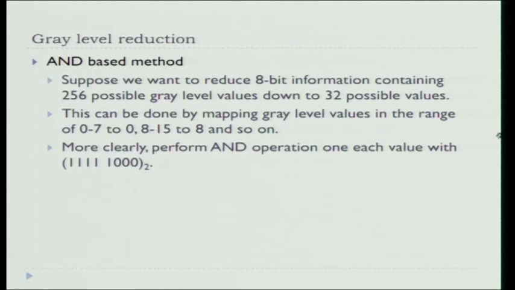Suppose I have 8-bit data and this 8-bit data I want to convert into 32 pixel values. What it means is that all pixel values lying between 0 and 7, I want to put 0. All pixel values lying between 8 and 15, I want to put value 8, and so on. All pixel values lying between 16 and 23, I want to put 16, and so on. Agreed? So, you could have done it by dividing by 8 and you get the value, right. So, instead of dividing by 8, we just perform the AND operation, we get the value.